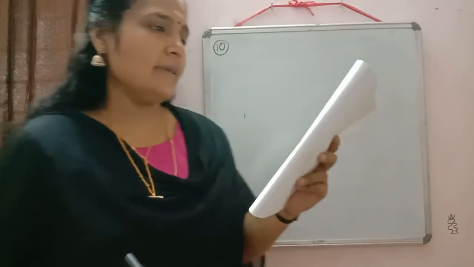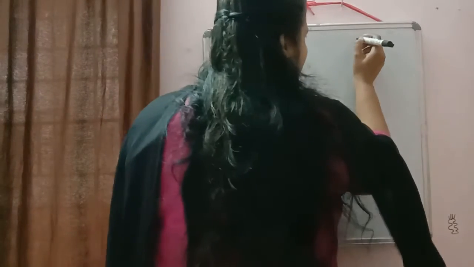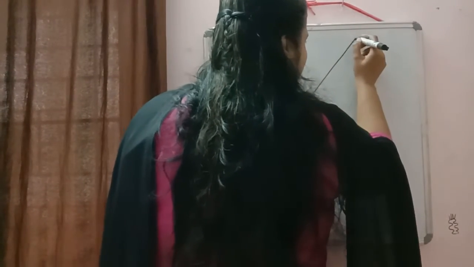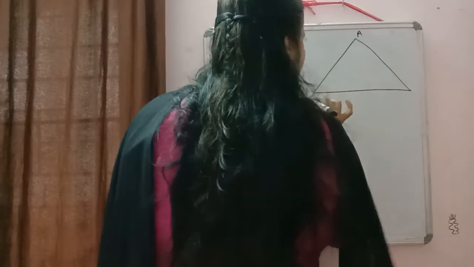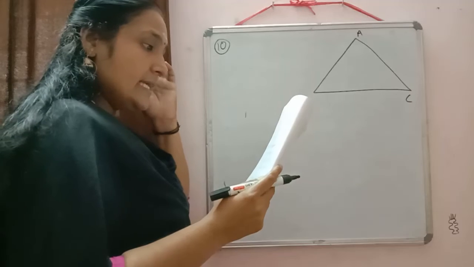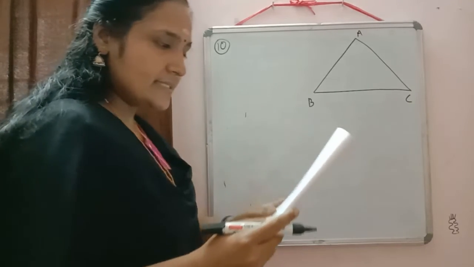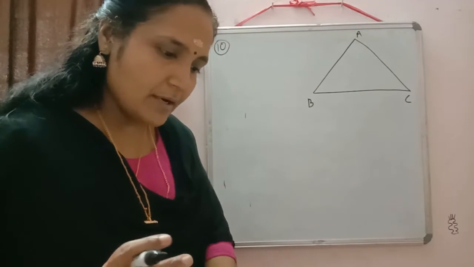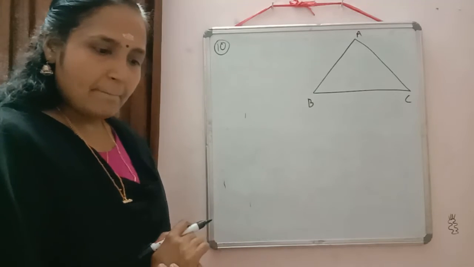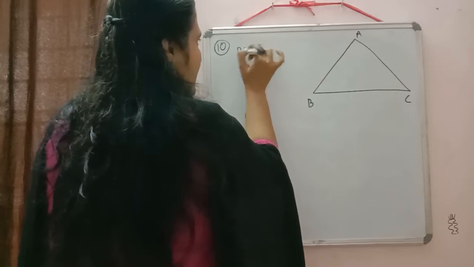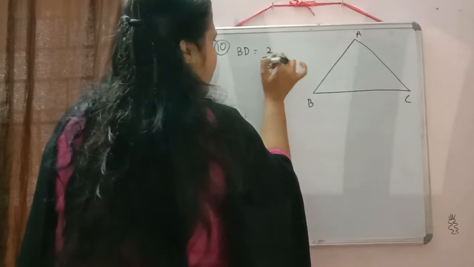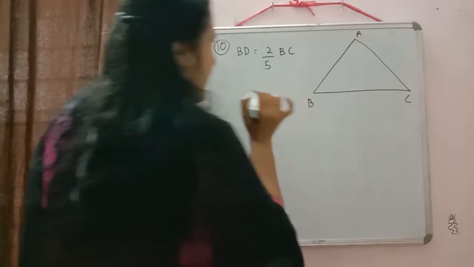Now in this question you can check, it is written: in an equilateral triangle ABC. Diagram is not given. So we have an equilateral triangle ABC in which D is a point on BC such that BD is equal to 2 by 5 BC. That is given.